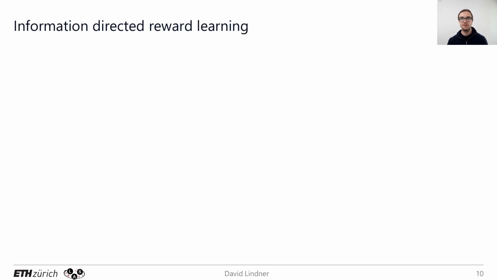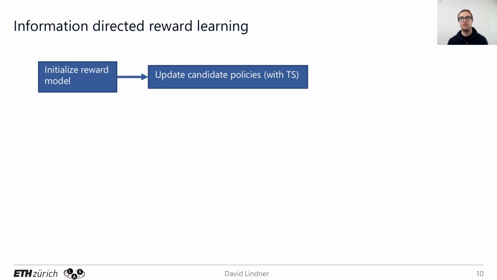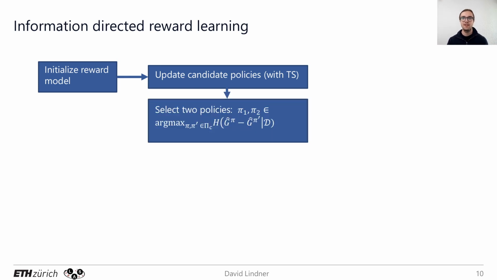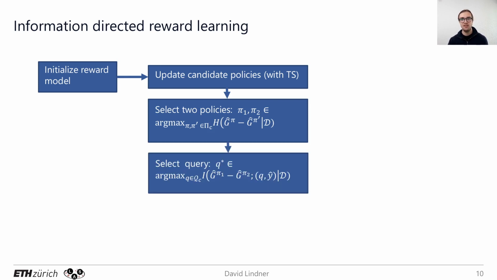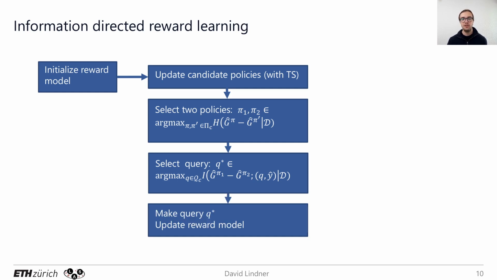So to put all pieces together, I'm going to now present to you the algorithm we call information-directed reward learning. We start by initializing a Bayesian reward model and obtaining an initial set of candidate policies using the Thompson sampling procedure I just described. And then in each iteration, we first select two policies with the highest entropy in the difference of their returns. So the policies the model is most uncertain about. And then we select queries that maximally reduce our uncertainty about these two policies. Finally, we make a query to the user and update our model. And we can then repeat this loop as often as we want, or as many queries as we can make.